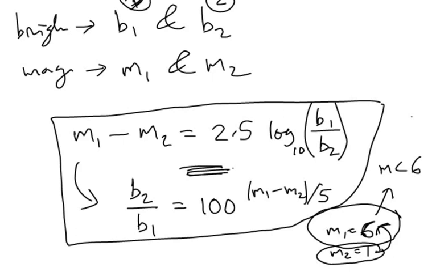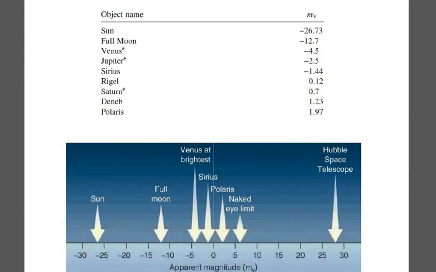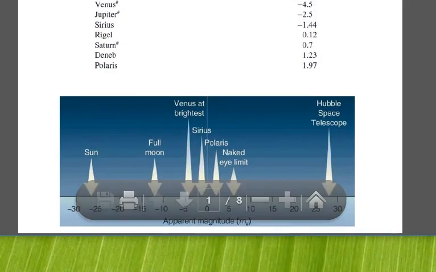Let me now show you some examples. Here I have shown you the apparent magnitude corresponding to various objects. As you can see, our sun has an apparent magnitude, and I have done this plot over here. This line you see over this plot.